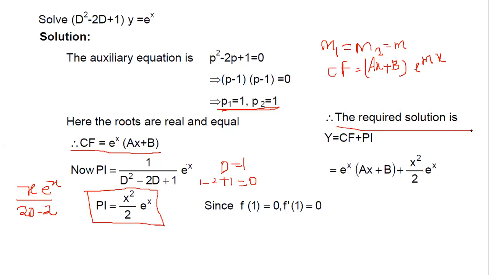So the required solution is y equal to complementary function plus particular integral, e power x (ax plus b) plus x square by 2 e power x, where f of 1 equal to 0, f dash of 1 equal to 0.